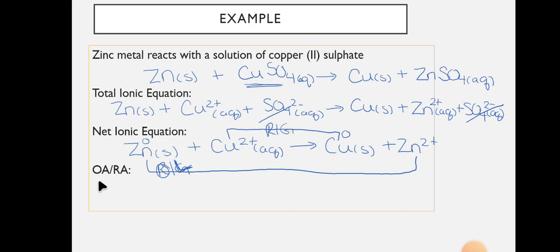When you're identifying your OA and RA, I already said this, but just again, you're always picking a reactant. So here we know that zinc is undergoing oxidation, and if you're undergoing oxidation, you're a reducing agent. So your reducing agent is zinc solid. Copper is undergoing reduction, and if you're undergoing reduction, you are an oxidizing agent. So copper, the ion, 2 positive, is the OA.